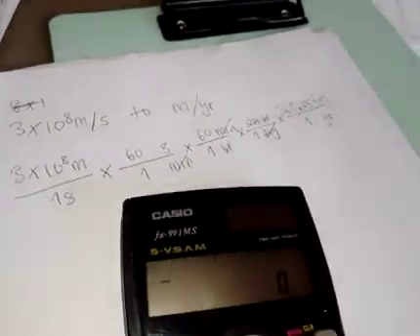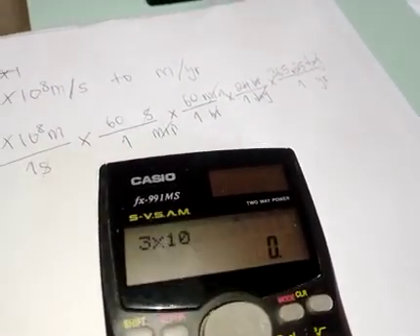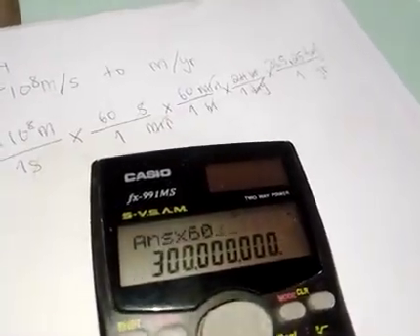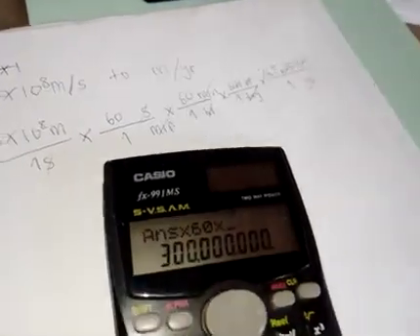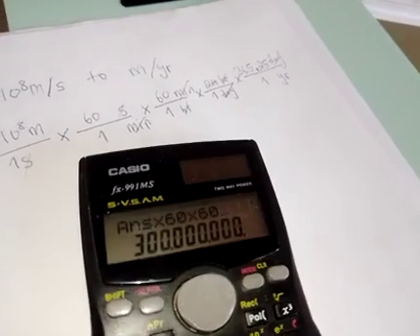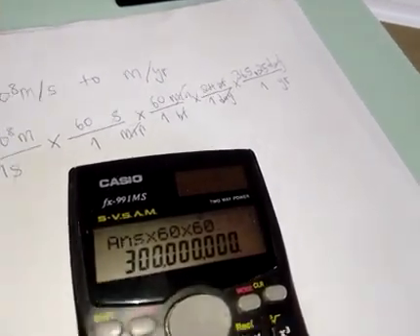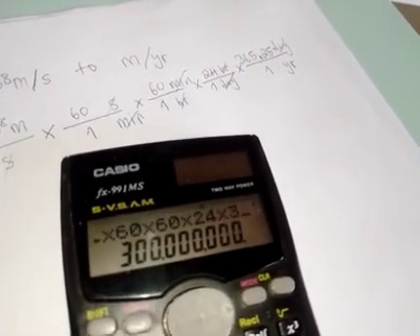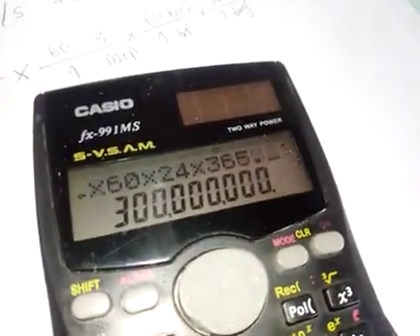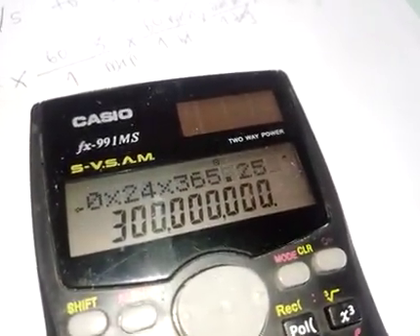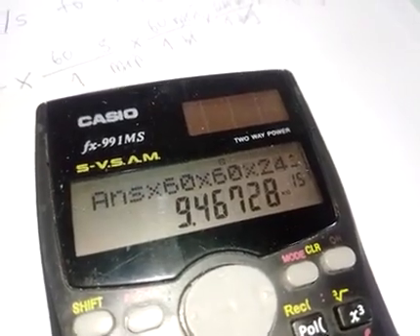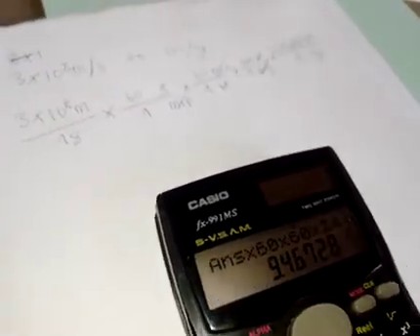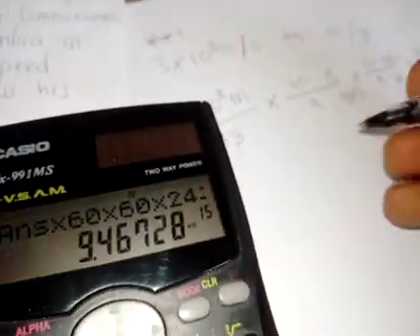So let's multiply what we have remained with on top there. We have remained with 3 times 10 to the power 8 multiplied by 60, multiplied by another 60, multiplied by 24, multiplied by 365.25. That answer, what do we have down there? Just 1, 1, 1, everything 1.